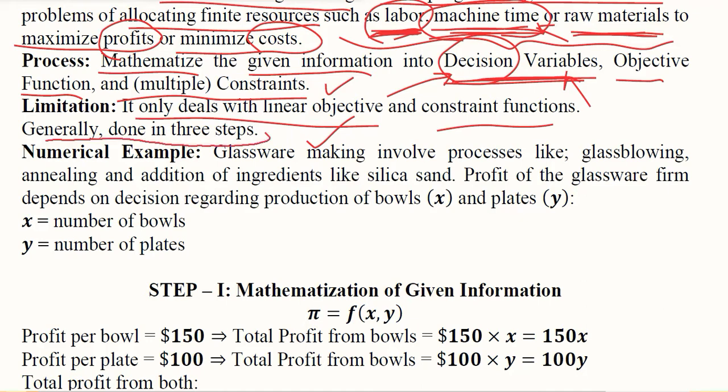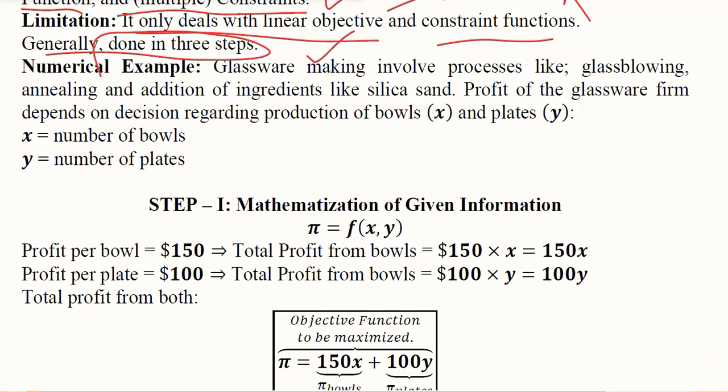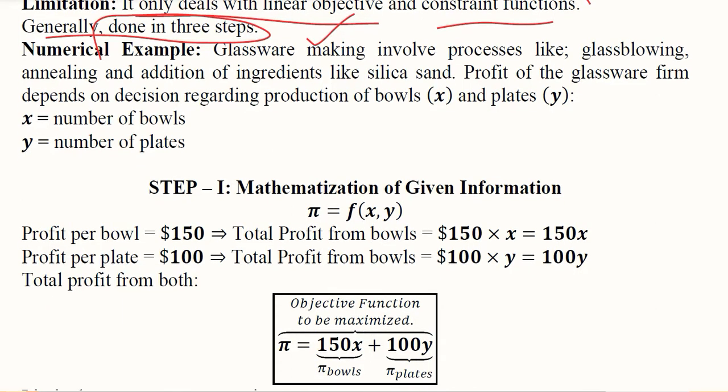So there are usually 3 steps, and let's do these 3 steps on an economic application of glassware making firm. Let us assume that this glassware making firm is producing a few glasswares, that is bowls and plates, which are respectively represented by X and Y. And we know that in the process of making glassware there must be some sort of processes, and these processes are mentioned here.